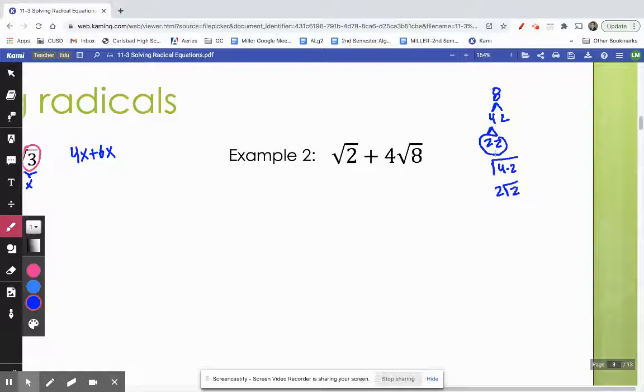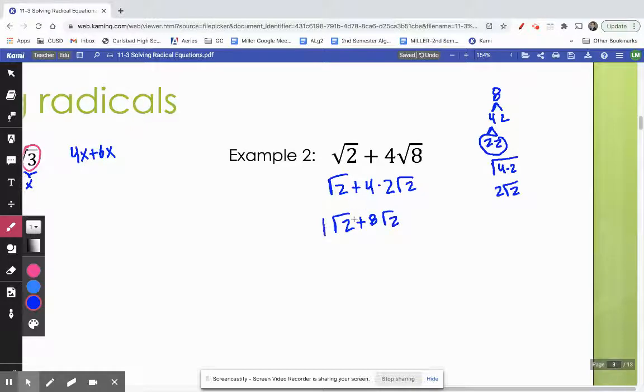Okay? So we have the square root of 2 plus 4, and then we said the square root of 8 is 2 root 2. So we've brought out a 2, and we're going to multiply it by that 4. We just have the square root of 2 plus 8 root 2. Now we have that same currency, and we can add these together.